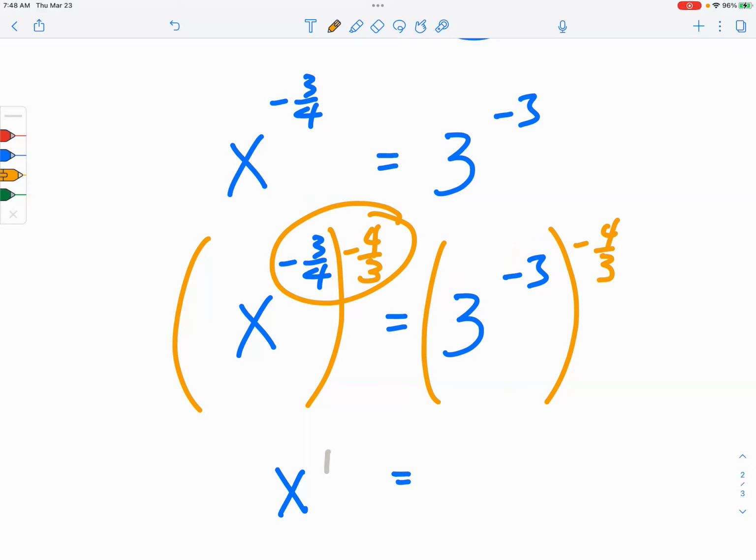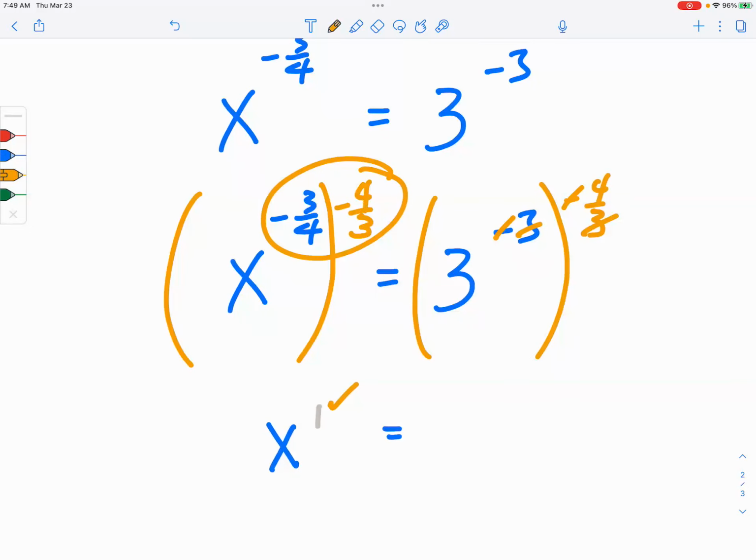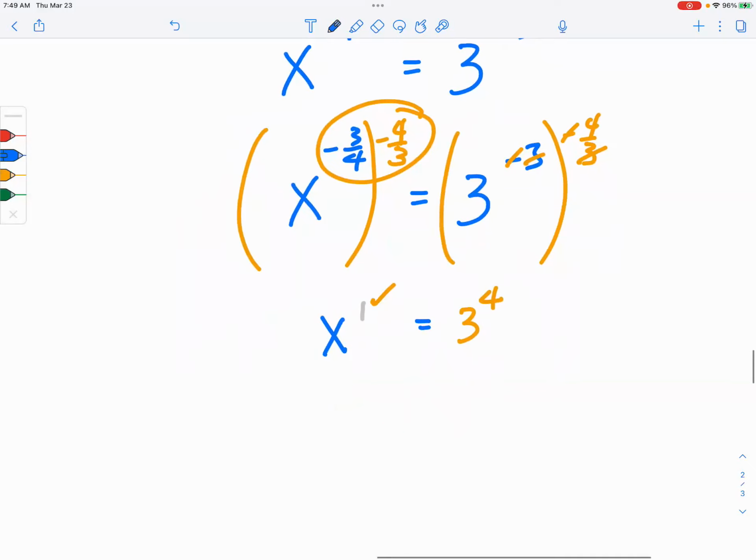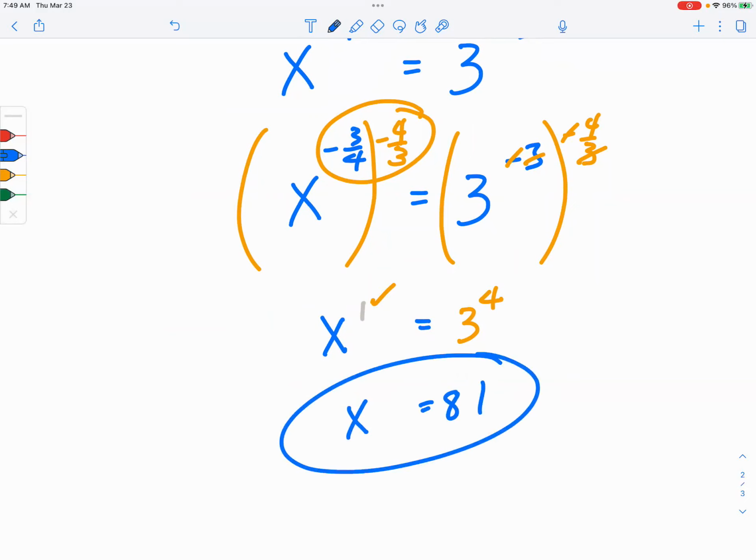So the idea right here, which I really want you to get, is not just about the properties, it's the philosophy right here. I don't care what you do, as long as it's legal and you do it on both sides. I don't care what you do, as long as you can achieve your end purpose, you're good. So we have x to the first power on the left. On the right, the negative and negative cancel each other out. 3 and 3 cancel each other out. So you have simply 3 to the 4th power, which is what? What's 3 to the 4th power? 81. Okay, so x is equal to 81.